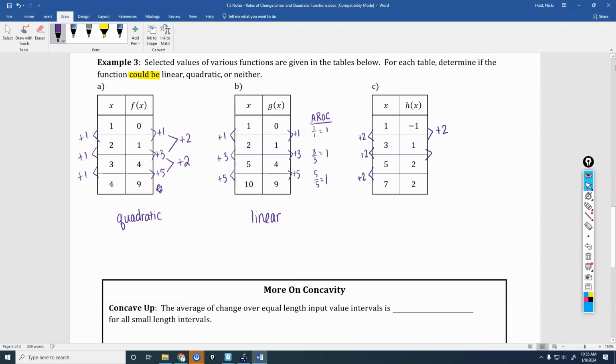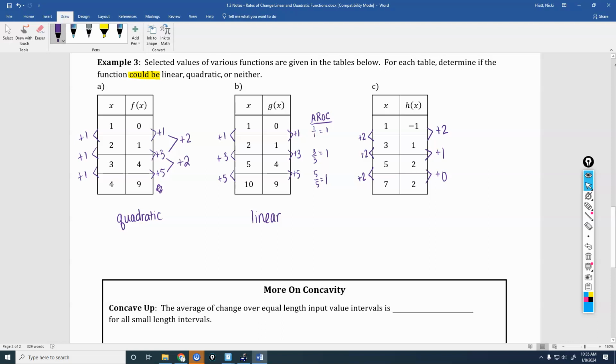From 1 to 2, that goes up 1. And then from 2 to 2, that goes up 0, right? It doesn't go up at all. So is it linear? It is not, because that number should be the same every time if this was linear.